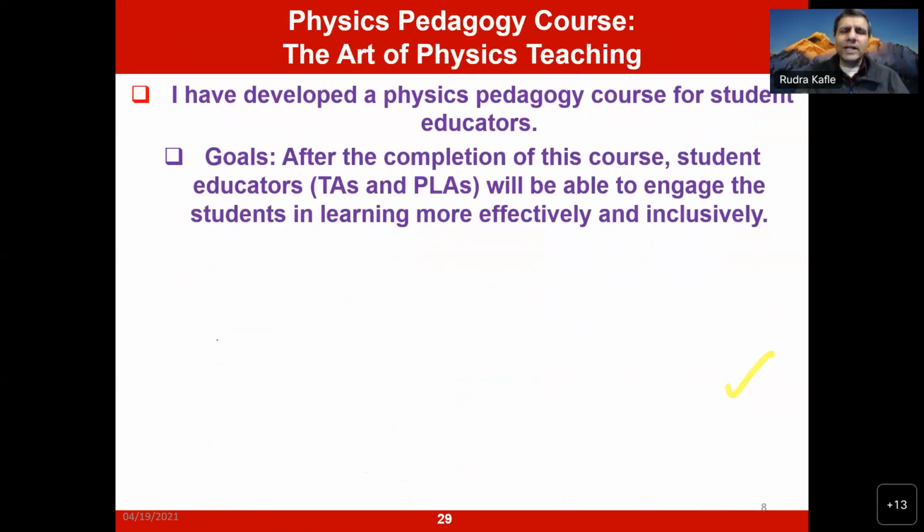So that is a simple introduction about pedagogy. Now I am going to tell about the pedagogy course which I have developed for student educators. The goal is that after completing this course, the Art of Physics Teaching, the physics pedagogy course, student educators, that is teaching assistants and peer learning assistants, as we call them at WPI, my university, and simply learning assistants elsewhere, will be able to engage students in learning more effectively and inclusively.